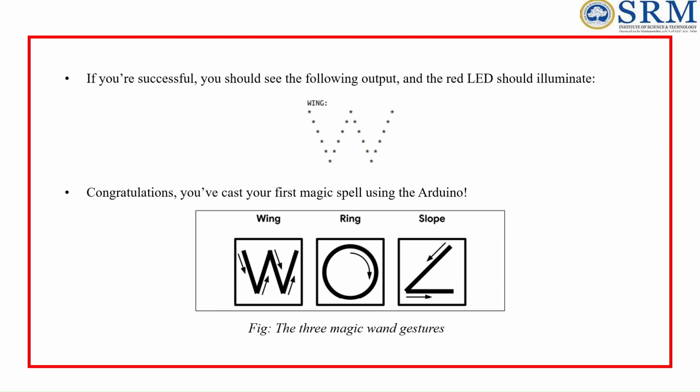It may take a few tries to get the hang of it because the model was trained with the board mounted on an actual wand, but with practice, you will be able to perform wing, ring and slope reliably.